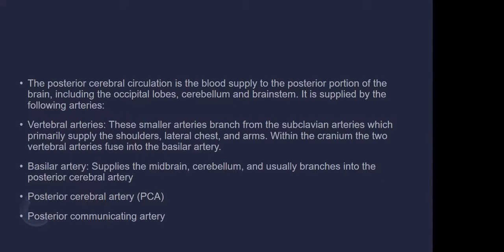the posterior cerebral circulation, the blood supply to the posterior portion of the brain, includes the occipital lobes, cerebellum, and the brainstem. It's supplied by the following arteries. Vertebral artery: this smaller artery branches from the subclavian artery, which primarily supplies the shoulder, lateral chest, and arm. Within the cranium, the two vertebral arteries fuse into the basilar artery.